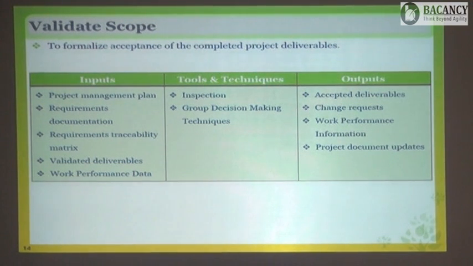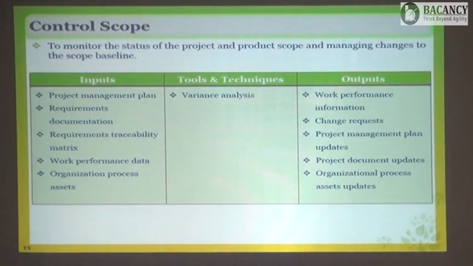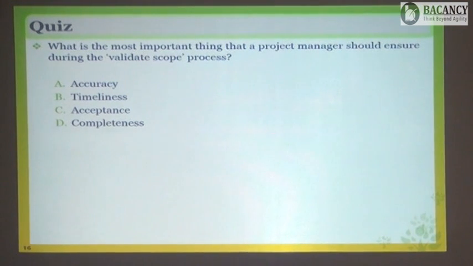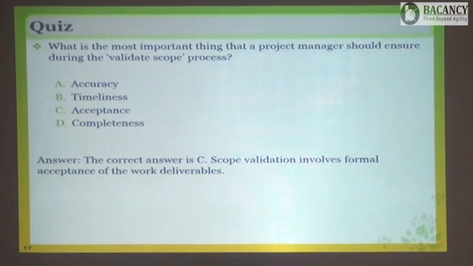Is it clear? Fine. So we will have validate scope and control scope, which we already talked about, and with this we come to the quiz. Acceptance is the correct one, because completeness is fine, but completeness will be in what process? Control scope or maybe QC. Here we are talking about validate scope, and in validate scope we take the acceptance from the customer. So acceptance is the most important thing.